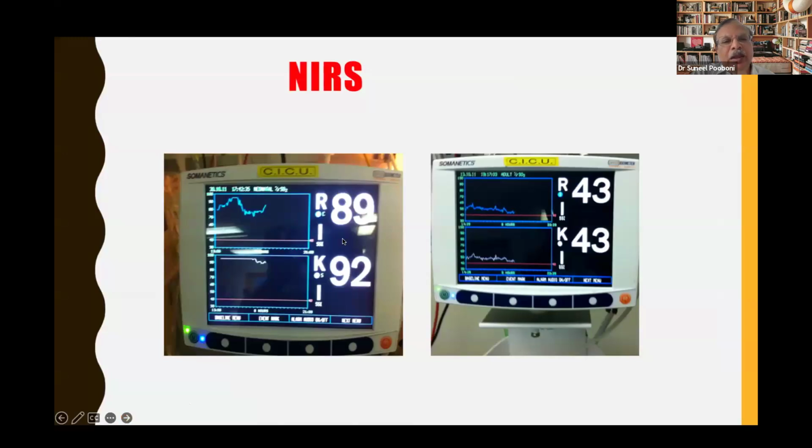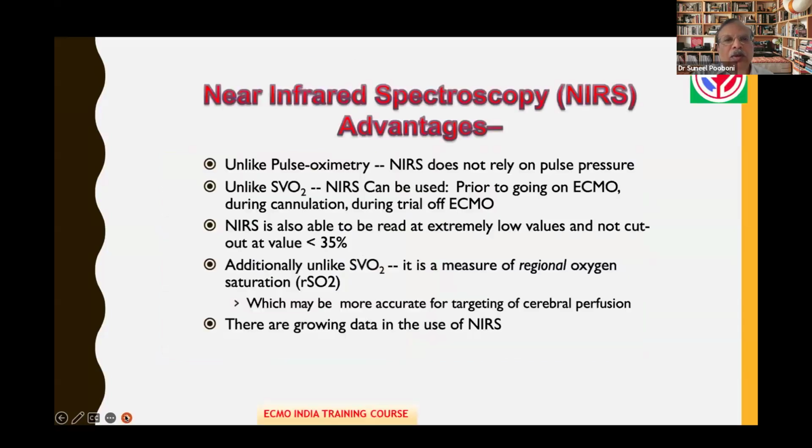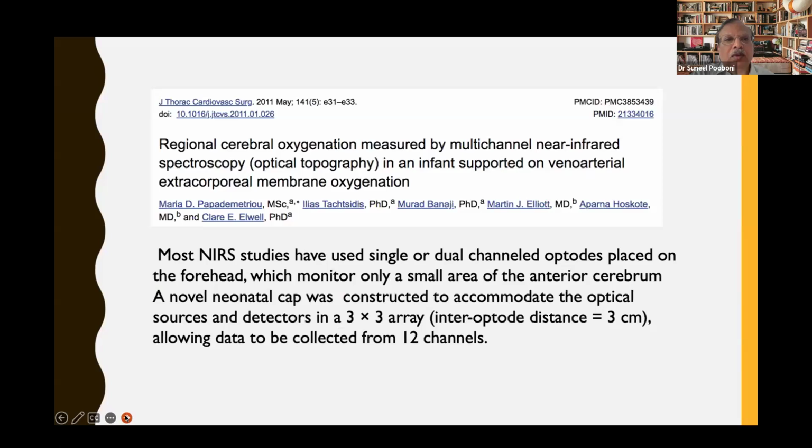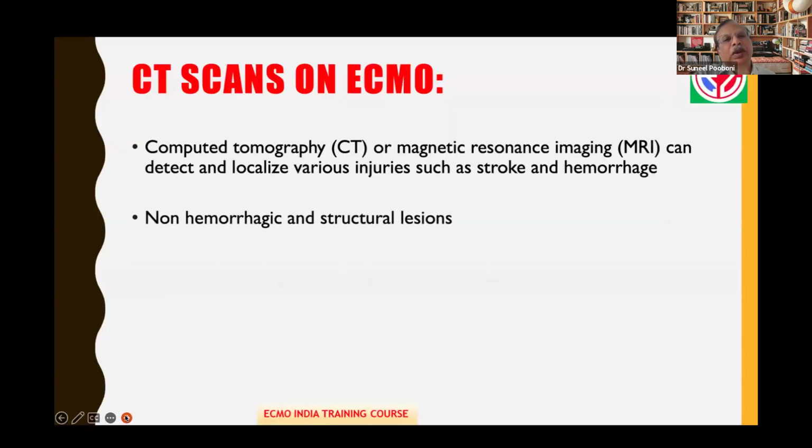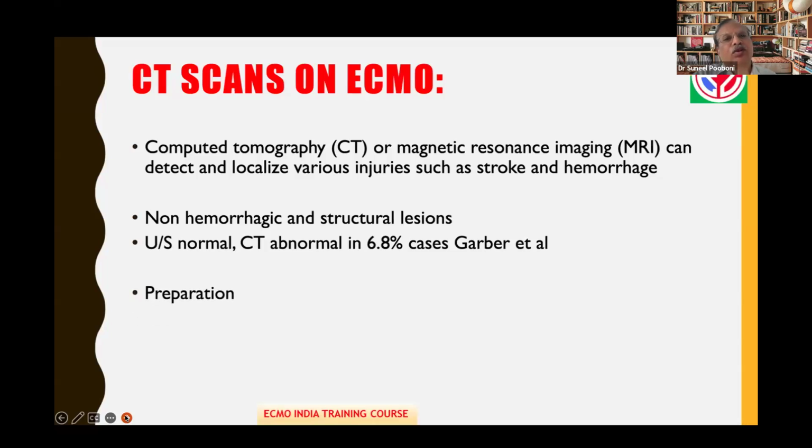As I mentioned earlier, if the somatic saturations and cerebral saturations are both the same, that's a problem, and if both are low, that is also a problem. So there are studies in adult literature as well as in pediatric literature showing regional cerebral oxygen saturation measured by multi-channel NIRS in an infant supported on veno-arterial ECMO. And this is more or less a standard of practice in the majority of the centers in Europe and the US. Our country is also using it in some ICUs, as I know.